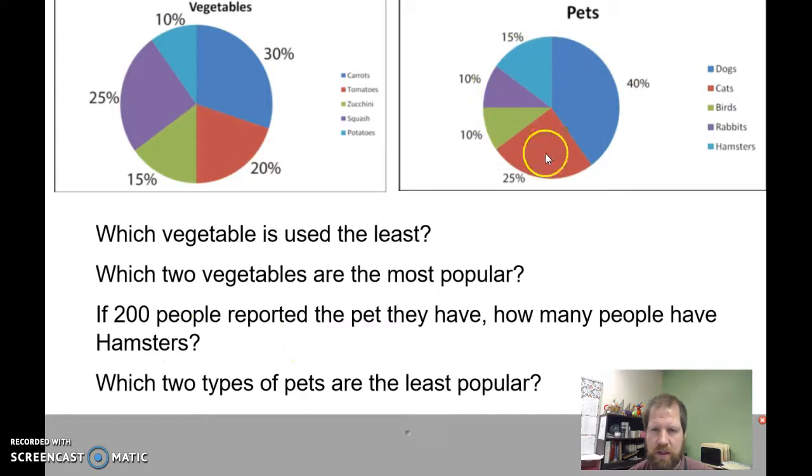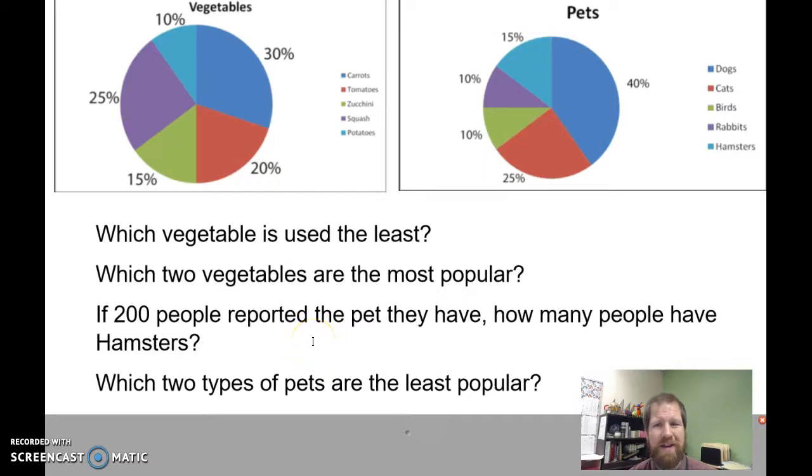So I have my percentages, and this question is saying if all of these people who reported what pet they have, there were 200 of them, how many people have hamsters? Okay. Basically what you're doing is you're just saying, okay, well, if 15% of the people have hamsters and there were 200 people, 15% of 200 is 30. Okay.